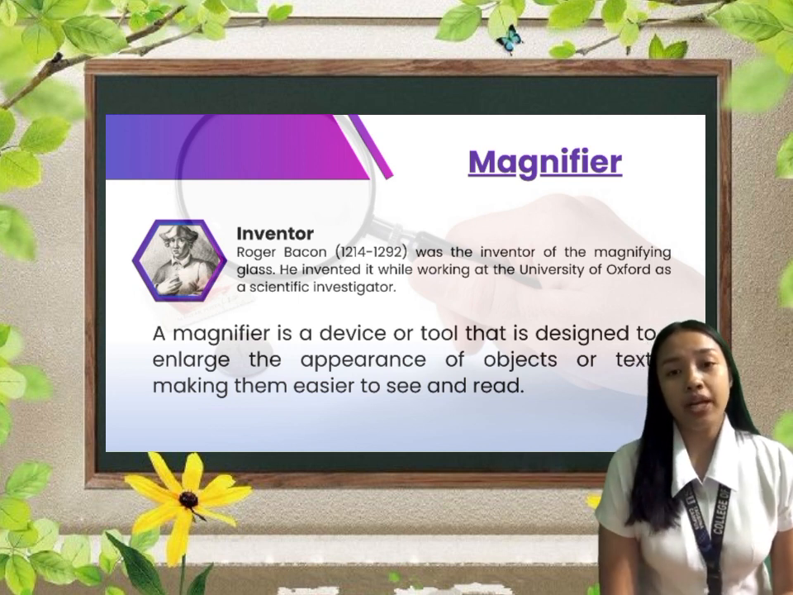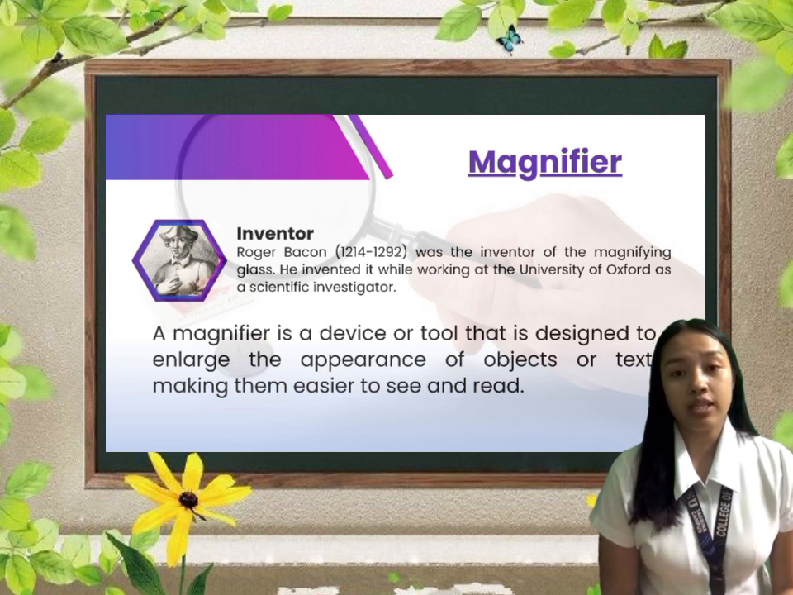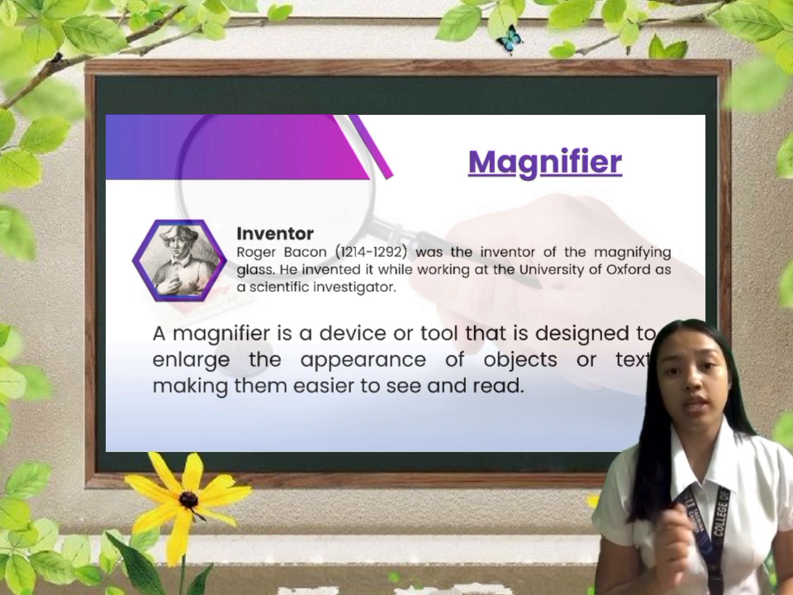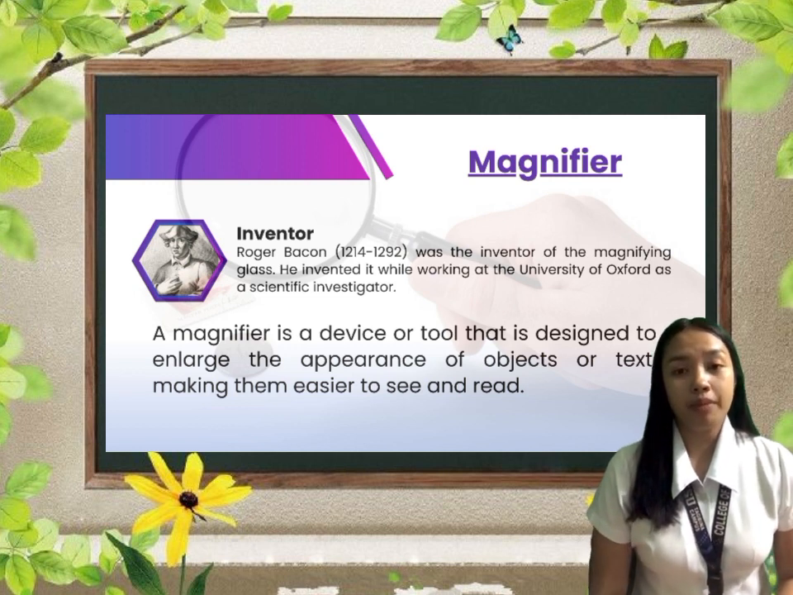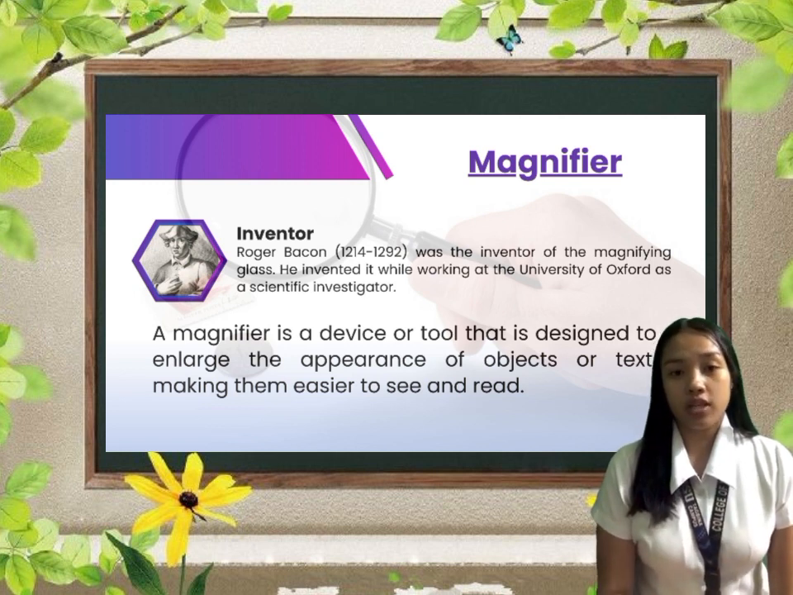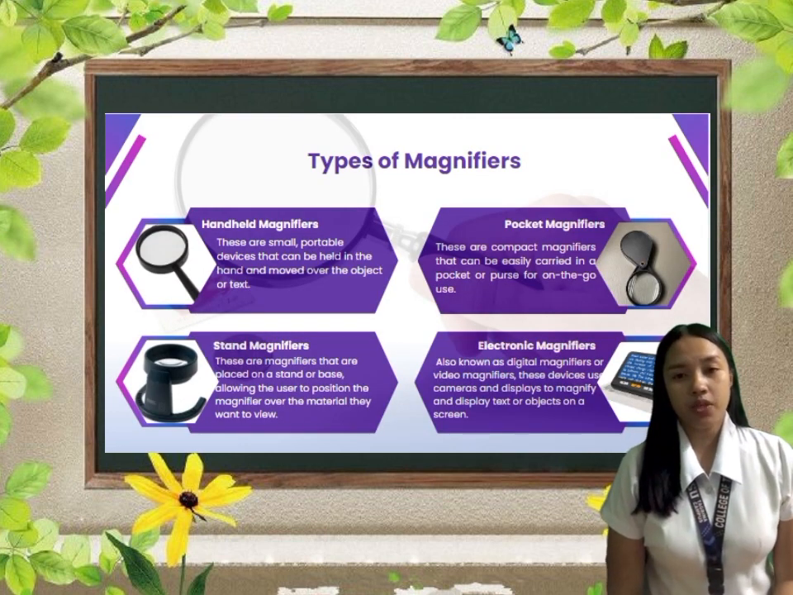So, a magnifier is a device that we use to see small particles, para yung mga bagay na mahirap nang makita. So, ginagamitan natin ng magnifier to zoom in or to enlarge the object or text para makita natin ng maayos. So there are 5 types of magnifiers.